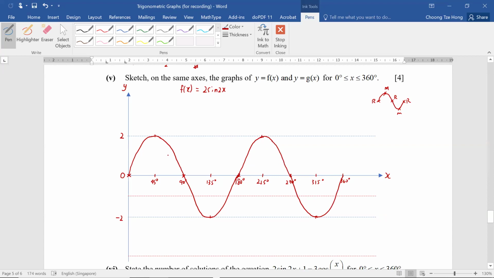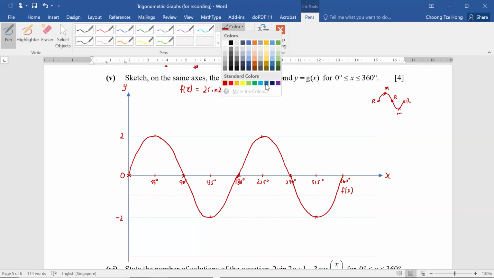Okay, so something like this. So you'll get your fx. This red graph will be fx. Right? Now I'm going to change the color of my pen to draw gx. Let's change to blue.